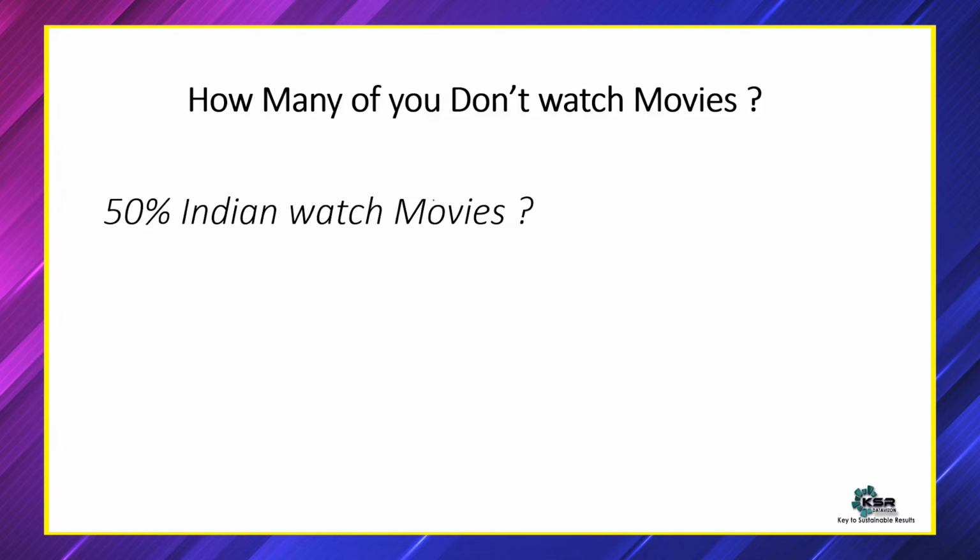Now, this is an average figure. This is the information being analyzed and sorted. Almost 50% of Indians watch movies. Let us assume this is on an average scale.